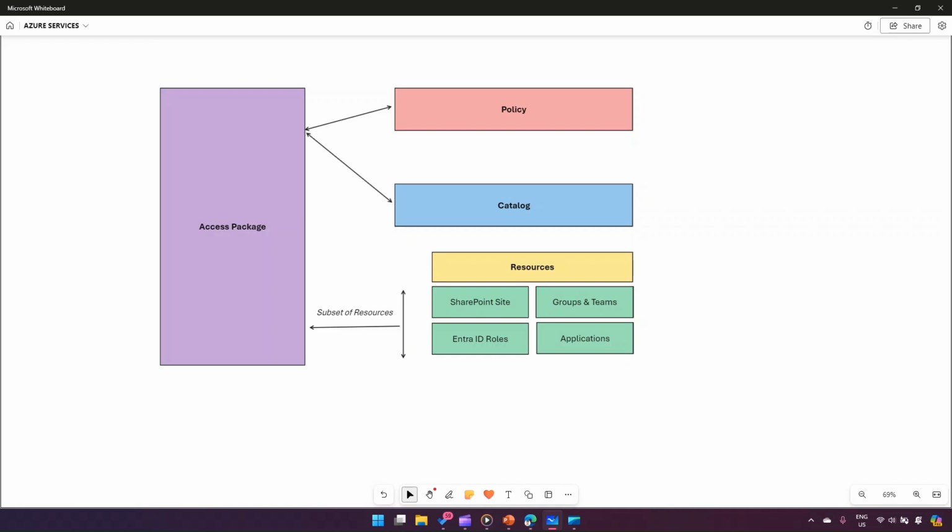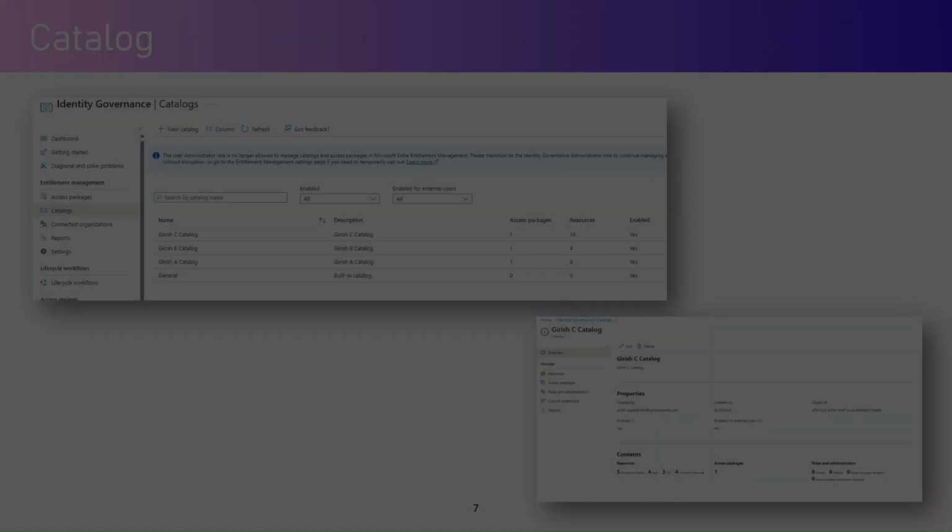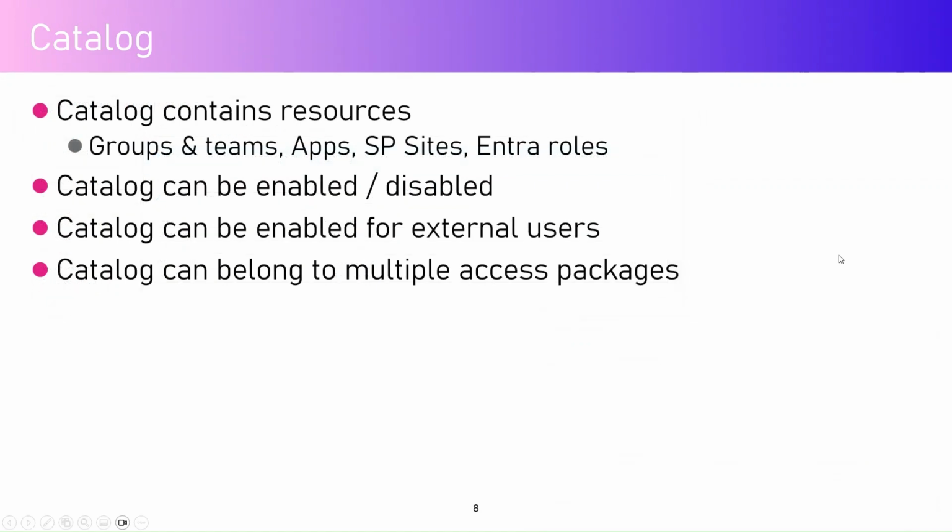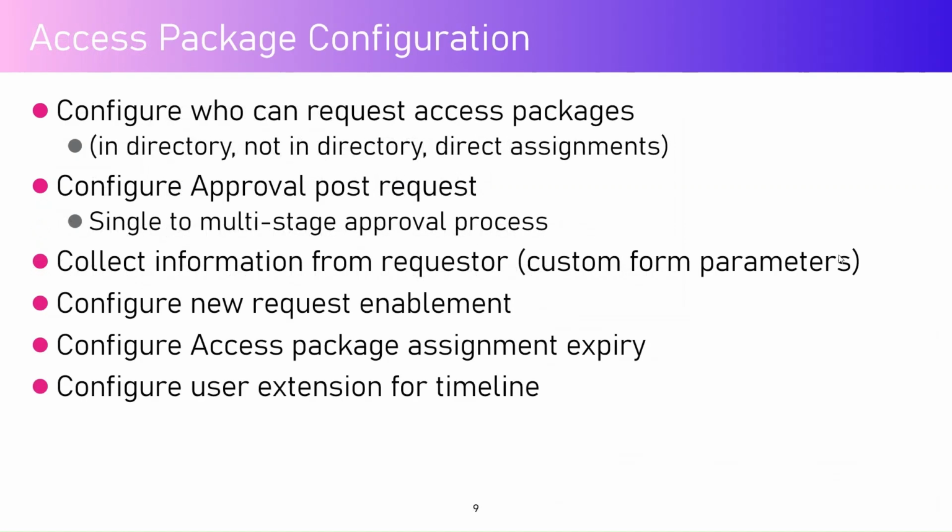Now let me just show you how this all works. So catalog basically contains resources: groups and teams, apps, SharePoint sites, Entra roles. Catalog can be enabled or disabled. Catalog can be enabled for external users, and catalog can belong to multiple access packages as well.